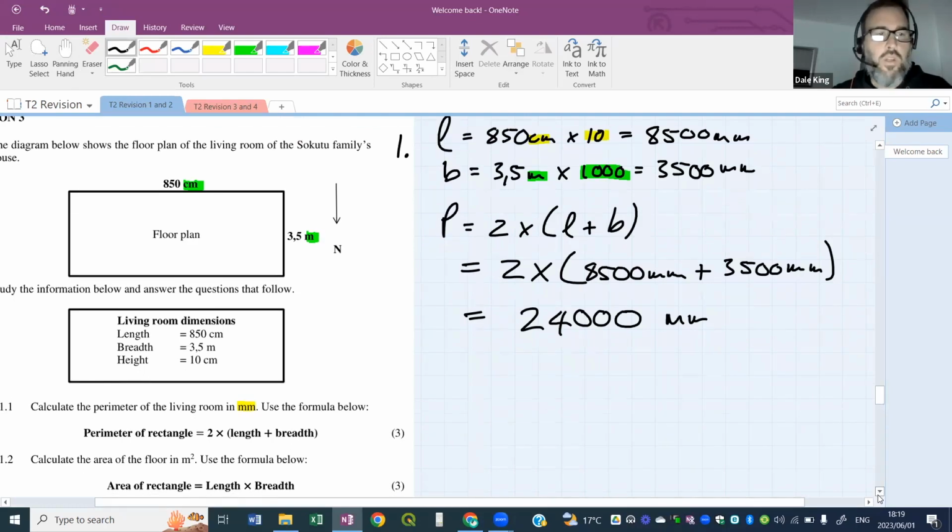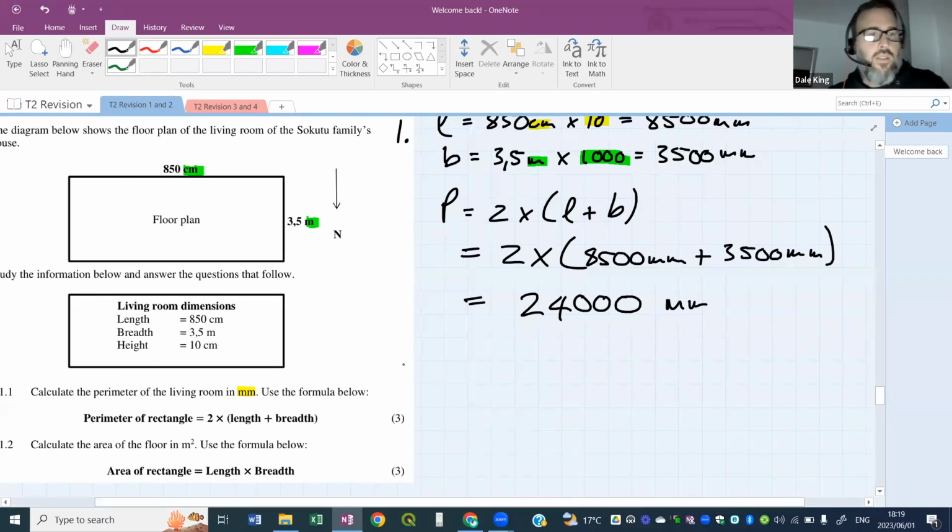All right. Here's the next question. There it is at the bottom left. It says calculate the area of the floor in meters squared using the formula below. So they want area and they want it in meters squared. Thank you, Katlejo. So you guys are going to try that one. I'll give you 2 minutes. Work out the area. Careful. They want this in meters squared.